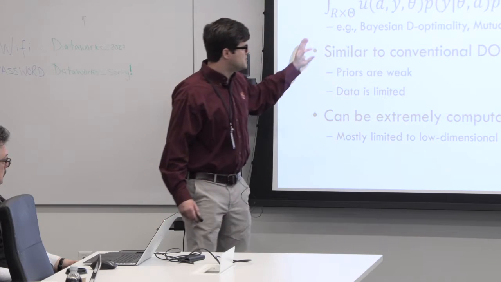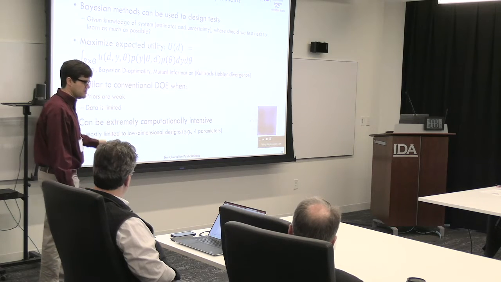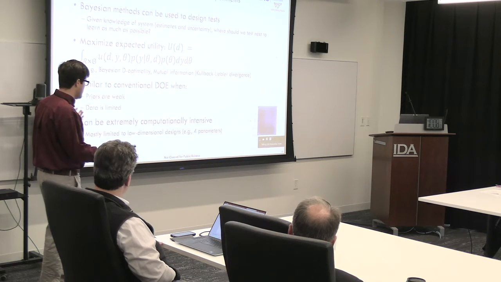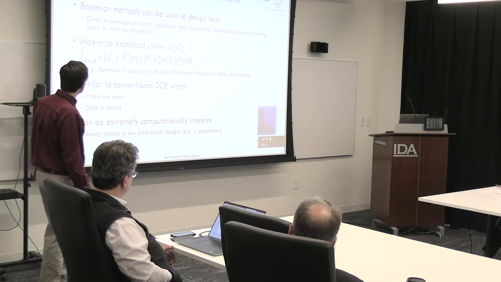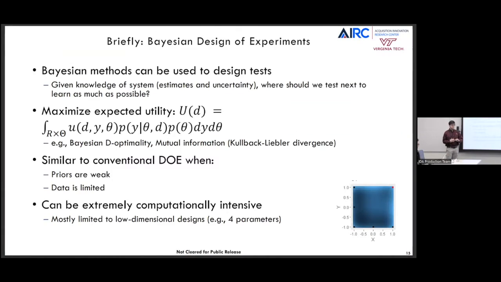Or you default to approximations of approximations of approximations, right? Which is another, surrogate models and things like that. Okay. All right, so that's the Bayesian basics.